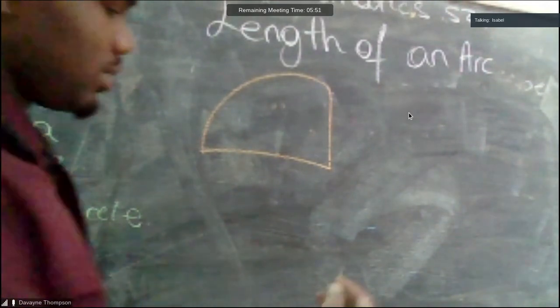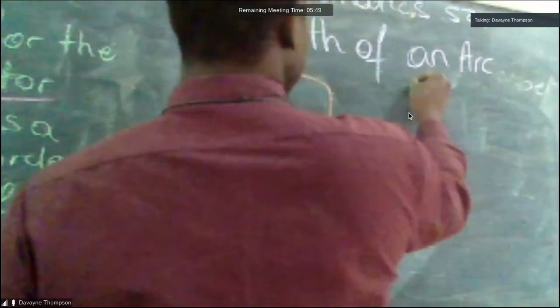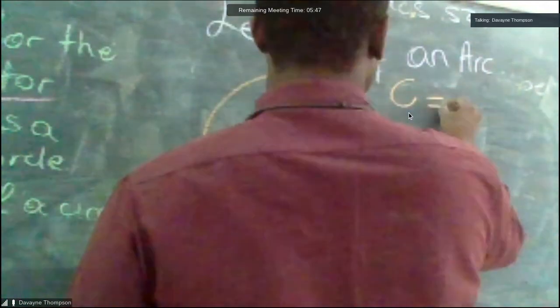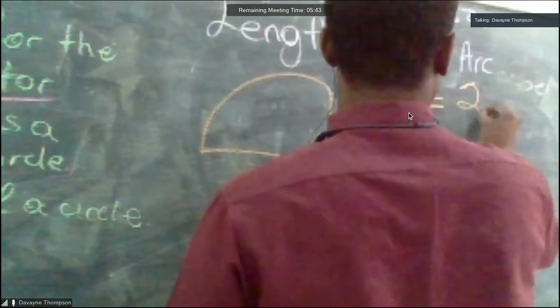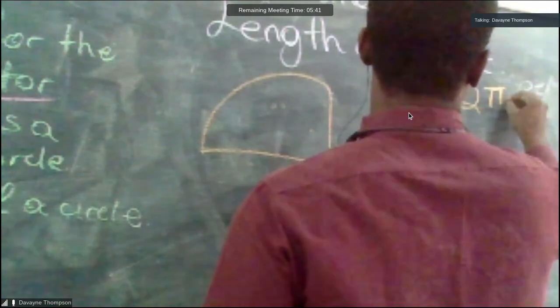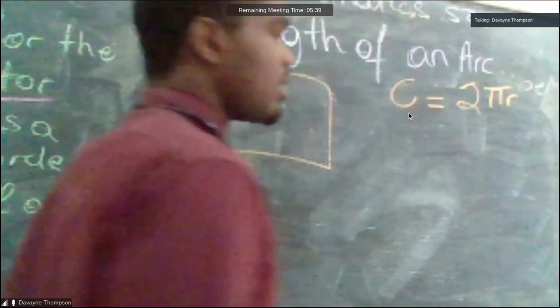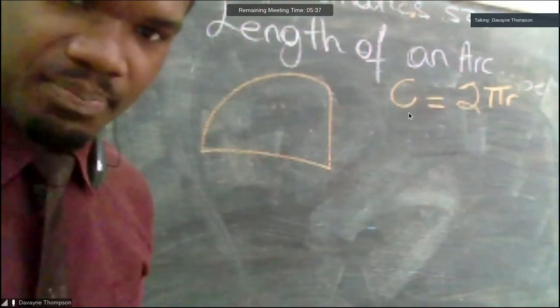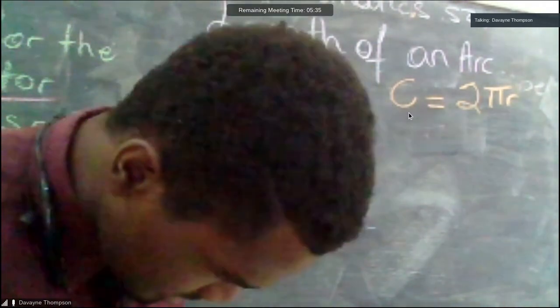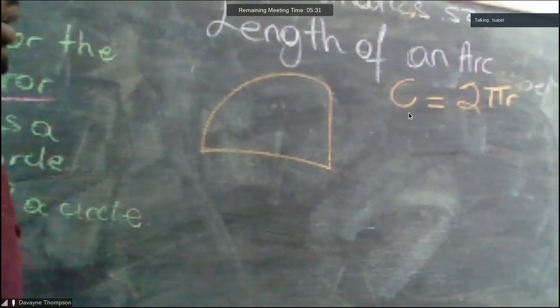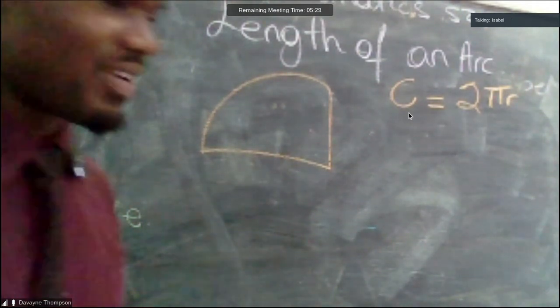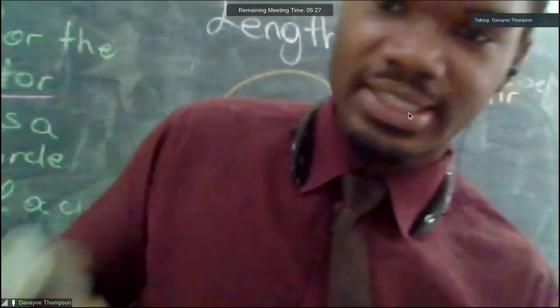Pi times diameter. Right, so C was equal to 2 pi r, or as Isabella just said, pi times d. Are you sure? Maybe. I'm not sure. Alright, let's test it. I like to test.